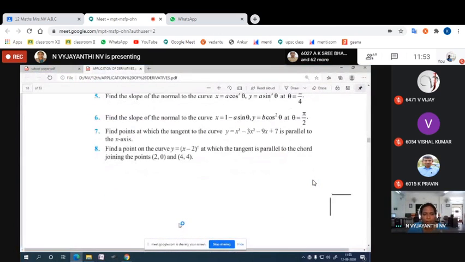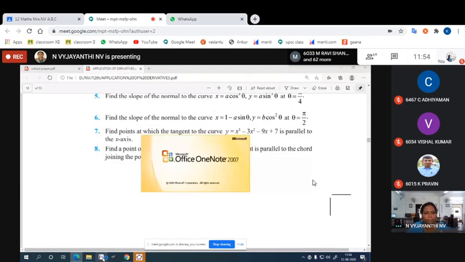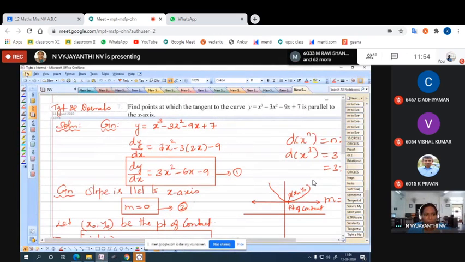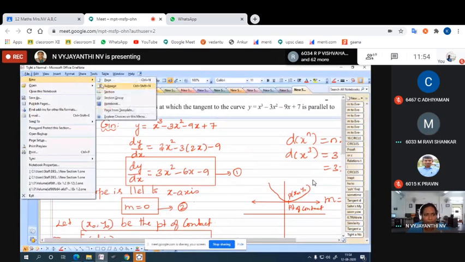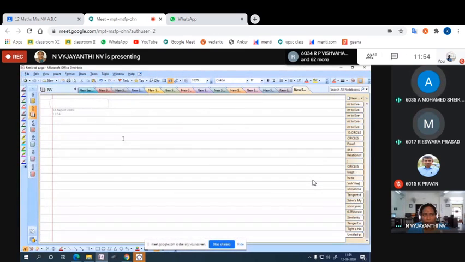Eighth sum we'll discuss. Find a point on the curve at which the tangent is parallel to the chord joining the points (2, 0) and (4, 4). So chord joining the points. What is a chord? First of all, what is a chord? Line joining 2 points on a circle.